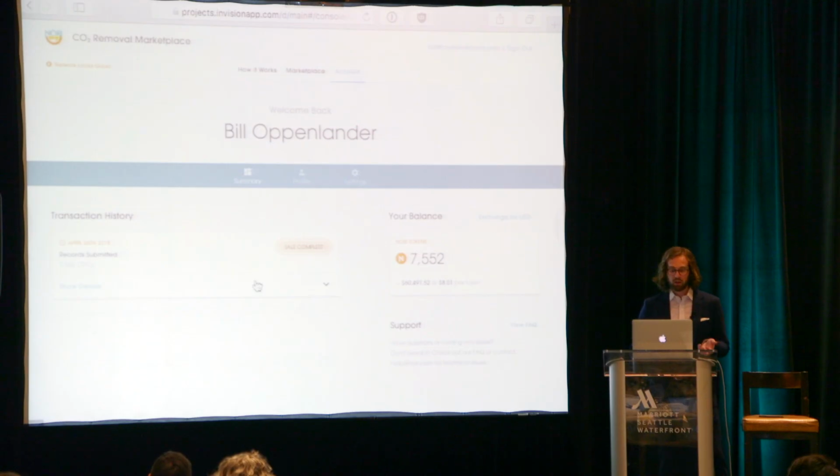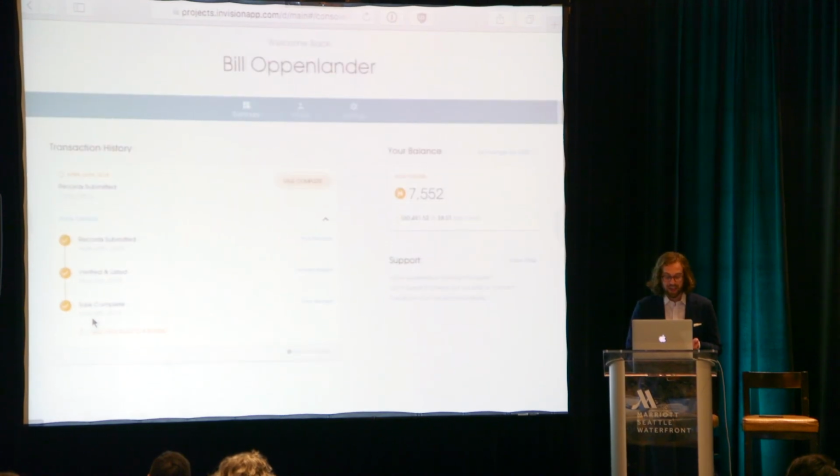You finished selling all of your CRCs. Today's date is May 8th, and you have sold all 7,552 CRCs. The token is worth $8.01, and that comes out to $60,000. You now have the choice of either holding onto your tokens, like we saw in the game, or you could try to exchange them for US dollars.